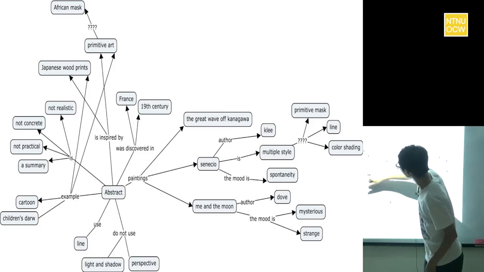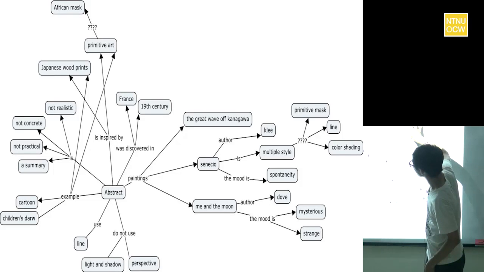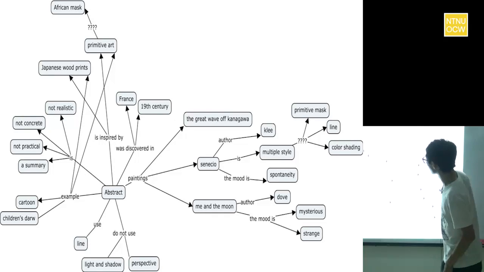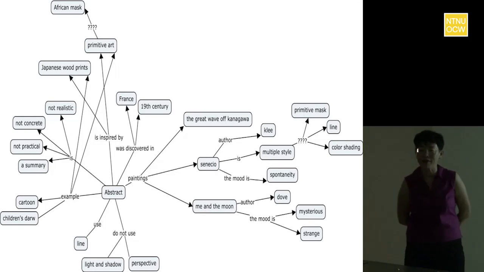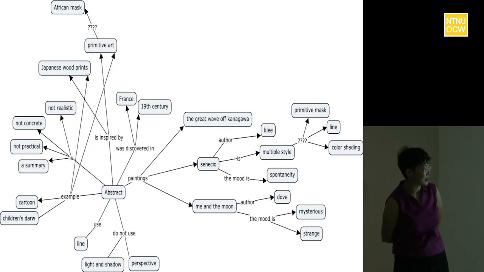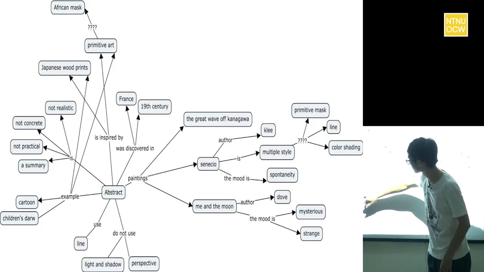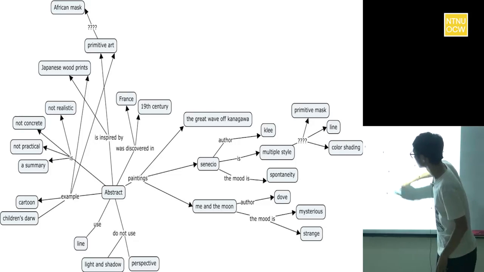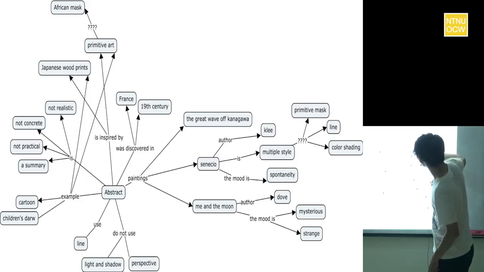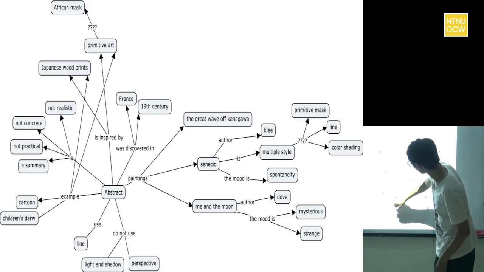And next, abstract is discovered in the 19th century, and is by French artists. Okay. If you can learn CM, you can put everything in perspective, in context. And the examples of abstract art were the three paintings: The Great Wave of Kanagawa, Senecio, and Me and the Moon.